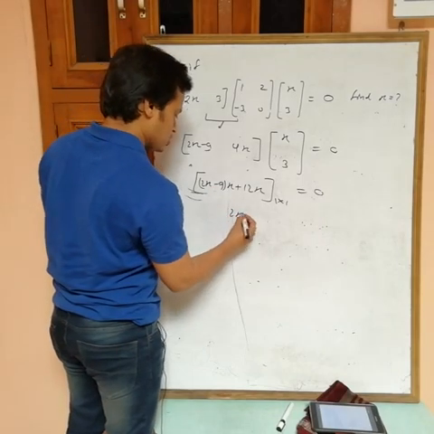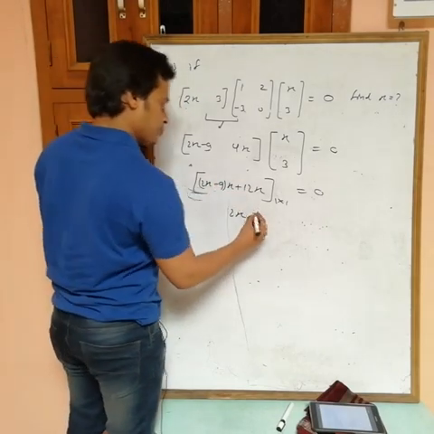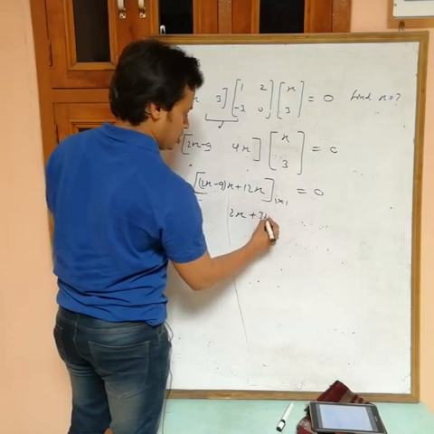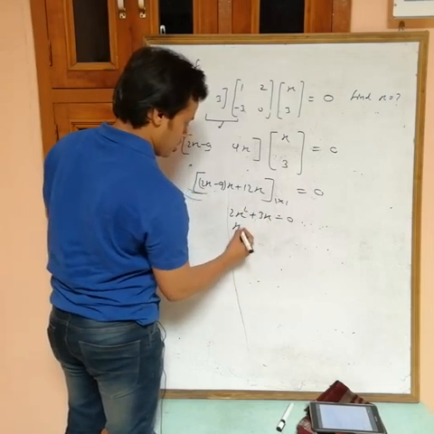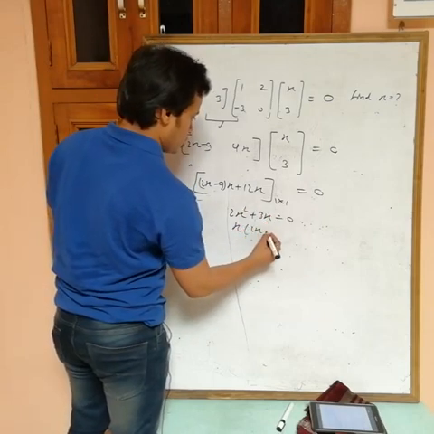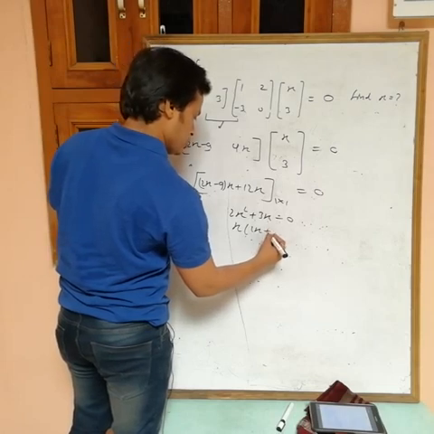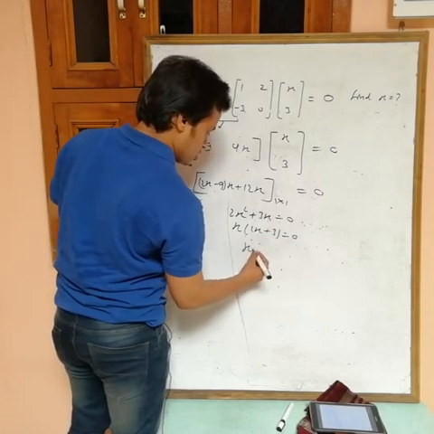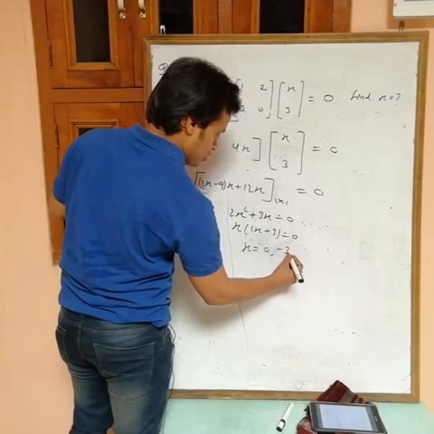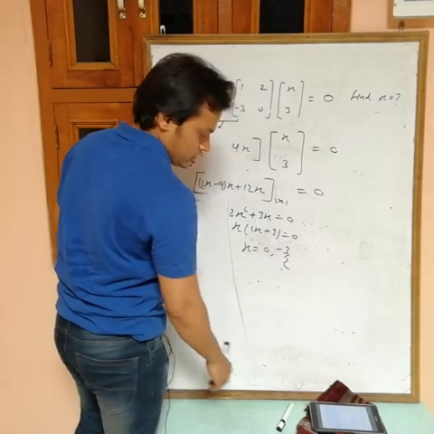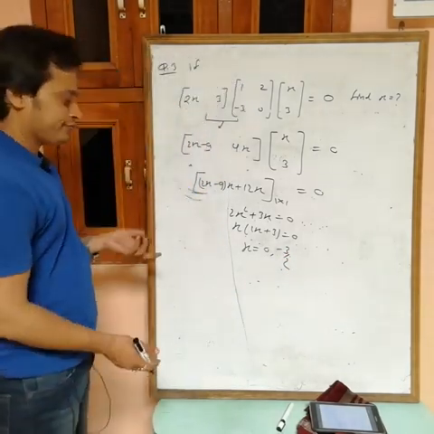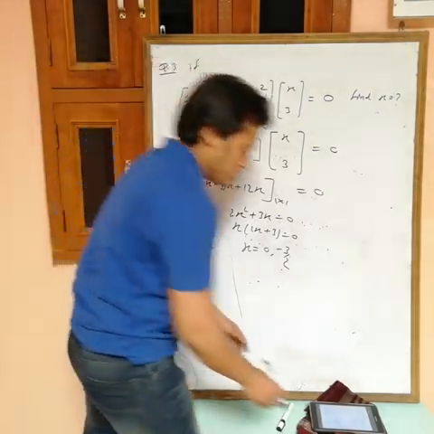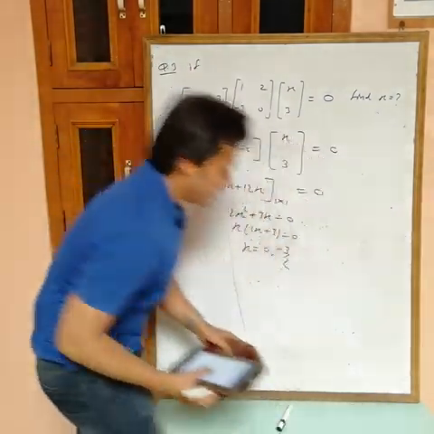All elements must be equal to 0, it means this one equals to 0. So 2x square minus 9x plus 12x plus 3x equals to 0. Take x common, 2x plus 3 equals to 0, then x equals to 0 and minus 3/2. So this is the answer, the value of x. Okay, write down.